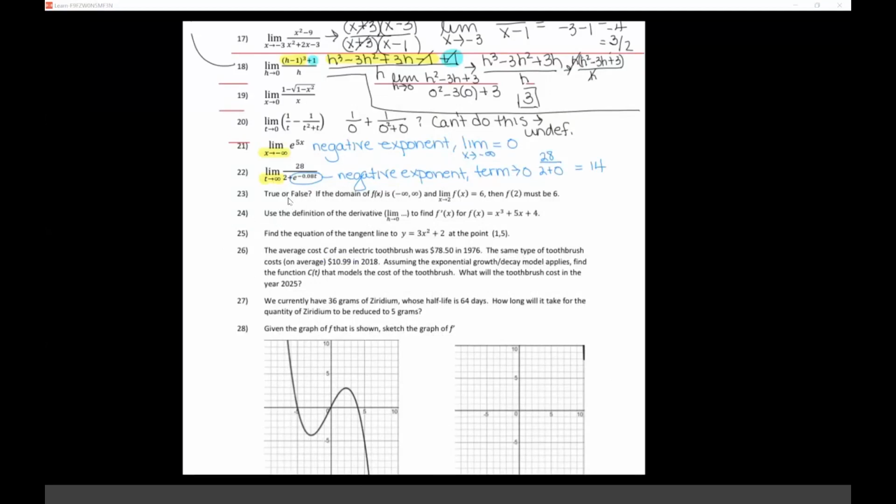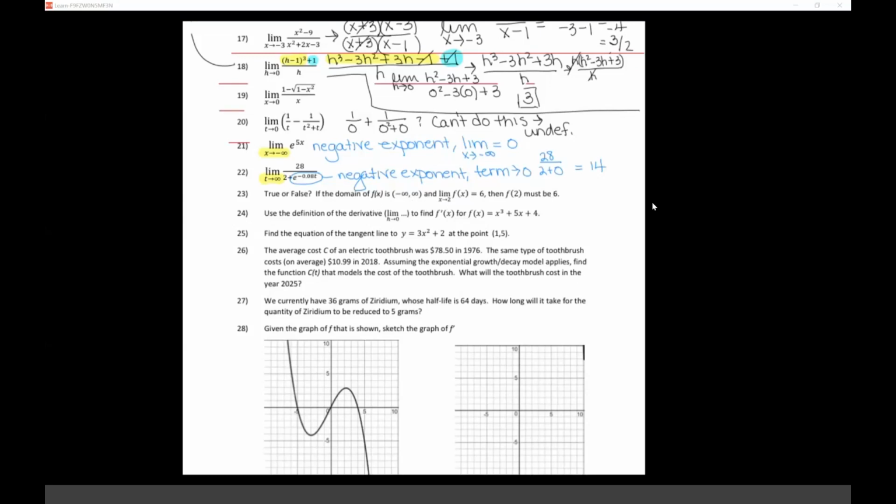Let's take a look at this. True or false? If the domain of f is all real numbers and the limit as x approaches 2 of f of x is 6, then the function value at 2 must be 6. What do you think about 23? Is 23 true? I think it's true, but I'm probably wrong though.